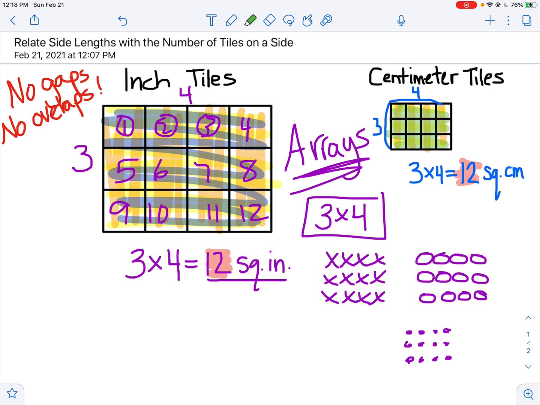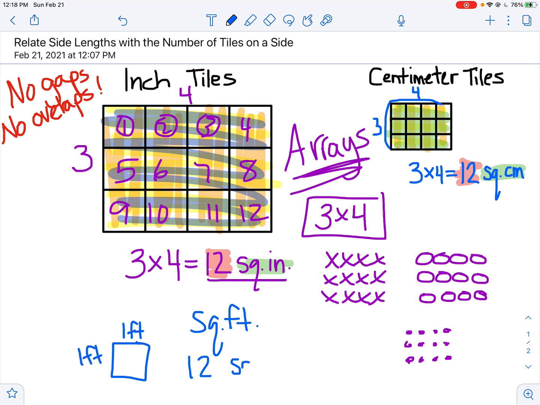They don't fill the same amount of space, do they? So even though they both came up with an area of 12, this is why our units are so important, because 12 square inches is a lot larger than 12 square centimeters. And if I had you think about square feet, what would that mean? Well, that would mean each square has 1 foot per side. And 12 square feet would end up being a lot larger than 12 square inches or 12 square centimeters.